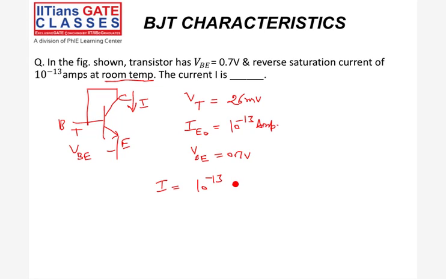Direct formula I'll apply here: e to the power 0.7 divided by 0.026. From this, if I calculate, I'll get the answer. What is that? 49.26 milliamps. This is the current which I'll get from this.